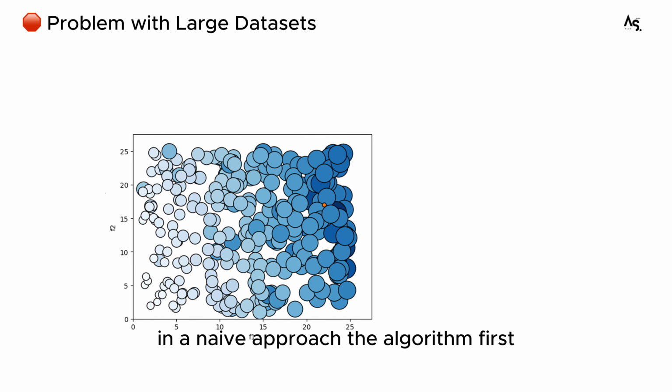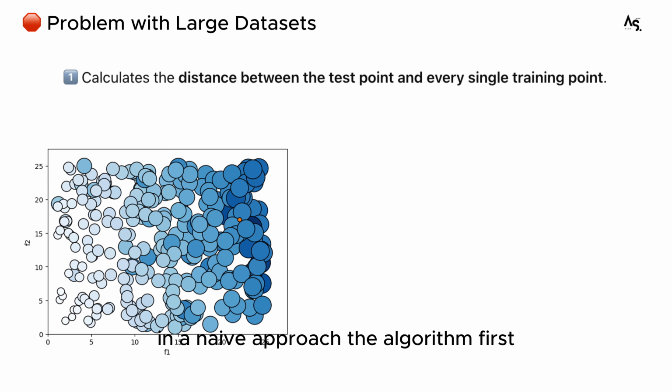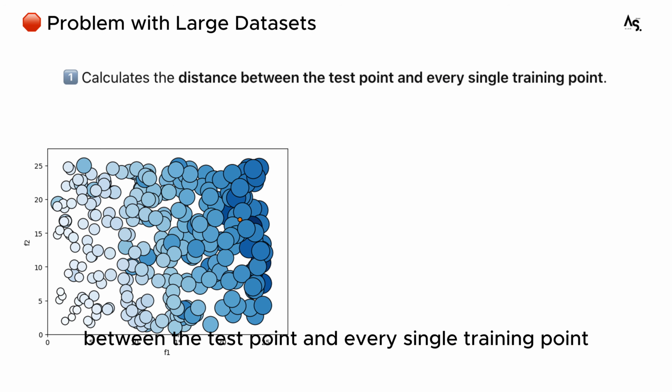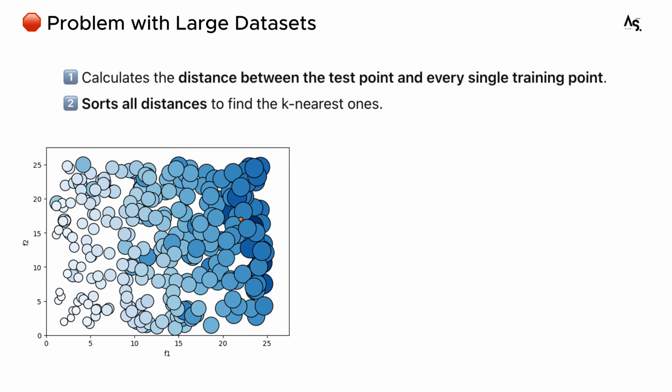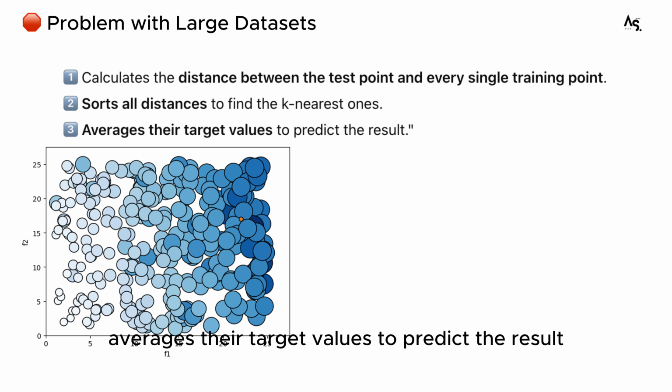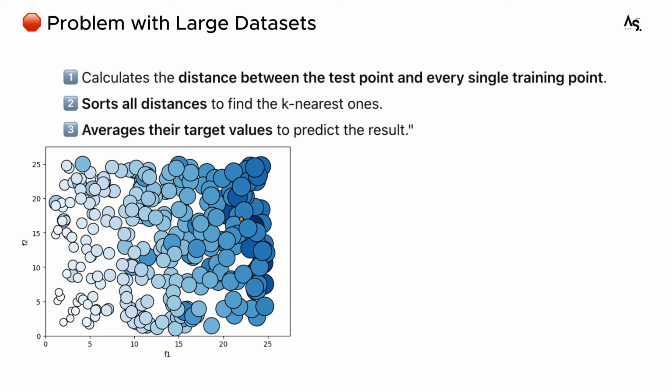In a naive approach, the algorithm, first, calculates the distance between the test point and every single training point. Second, sorts all distances to find the K nearest ones. And third, averages their target values to predict the result. Sounds reasonable, right? But here's the issue.